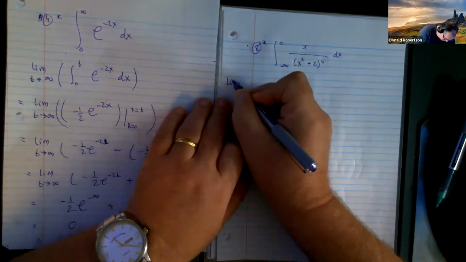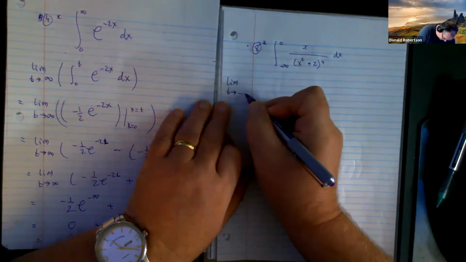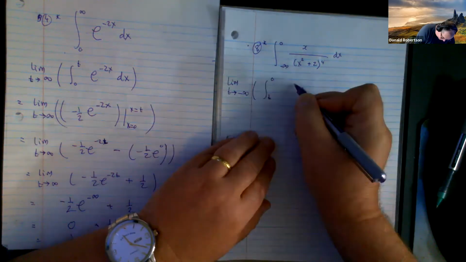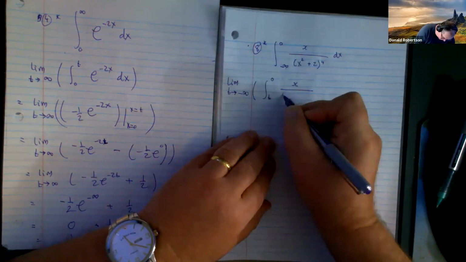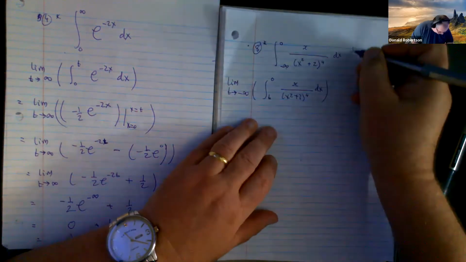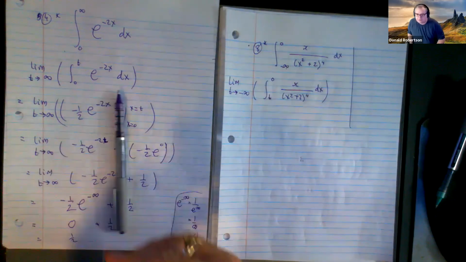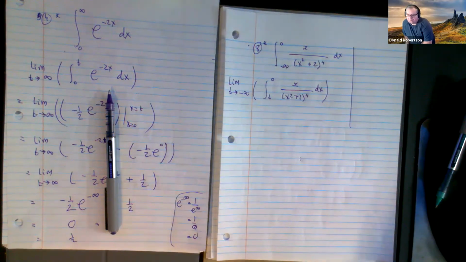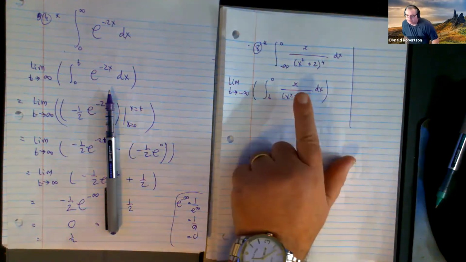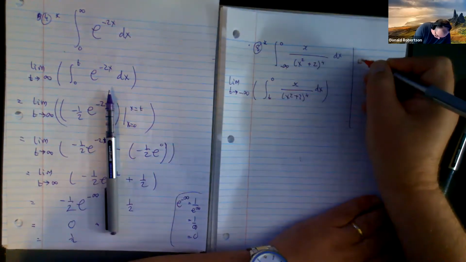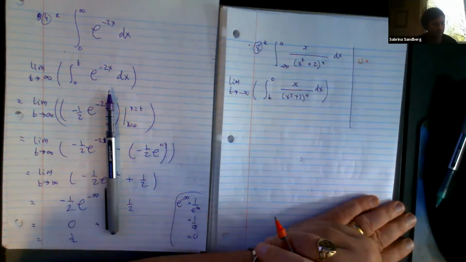So that's going to be the limit as t tends to negative infinity of the integral from t to 0 of x over (x squared plus 2) to the power of 4 dx. What method am I going to use to integrate this guy? U sub? Correct. What u sub shall I use? x squared plus 2. Nailed it.